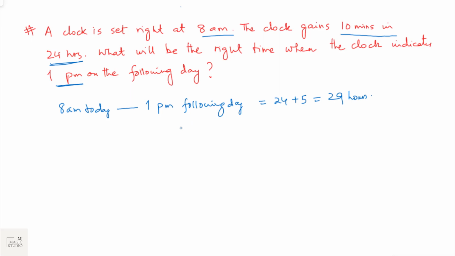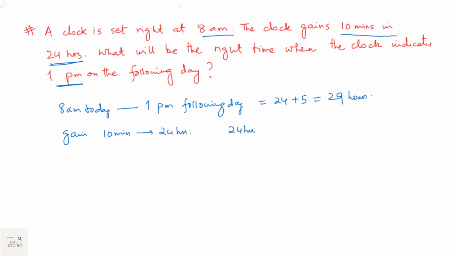Now, it is given that the clock gains 10 minutes in 24 hours. So by the simple unitary method, we can find how much the clock is gaining in 29 hours. By that manner also we can do this. Or if it is said that the clock gains 10 minutes in 24 hours, it simply means that 24 hours 10 minutes of this clock is equal to 24 hours of the correct clock.